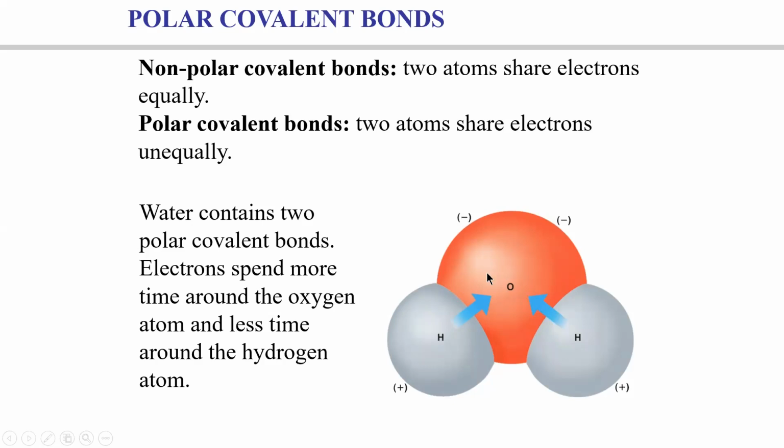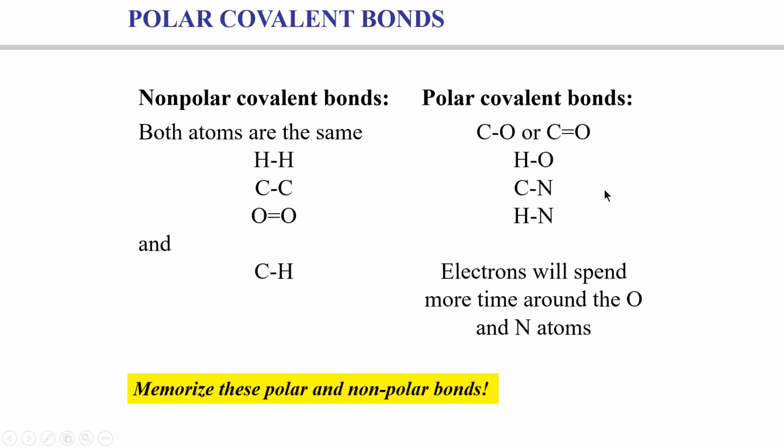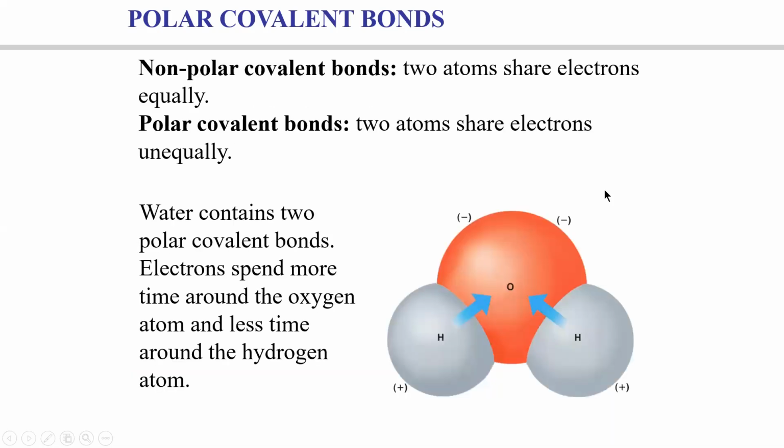And with non-polar, it means that the electrons are being shared evenly and fairly. So that means the electrons spend as much time over the hydrogen as they do over the oxygen. Some covalent bonds are like that.